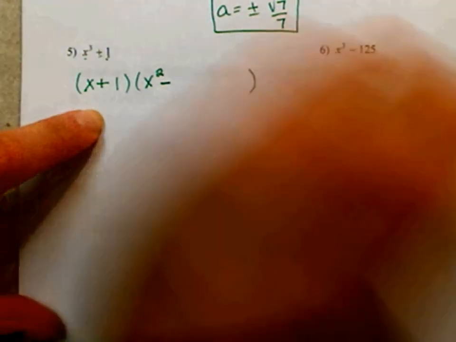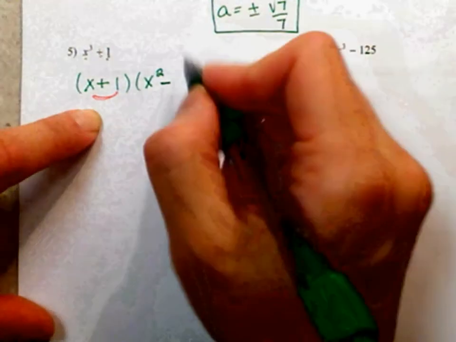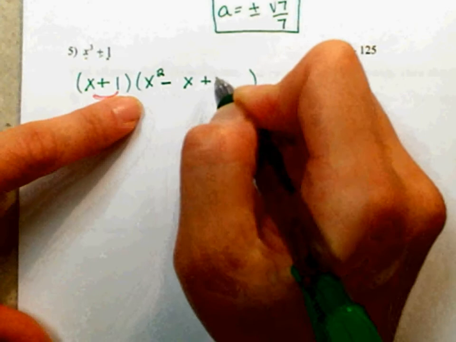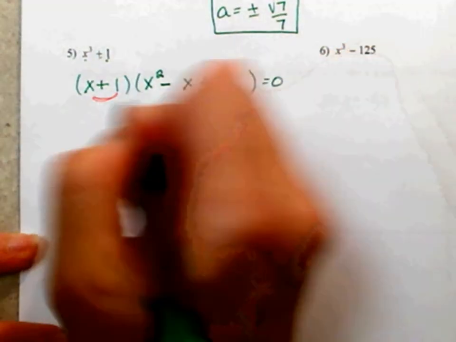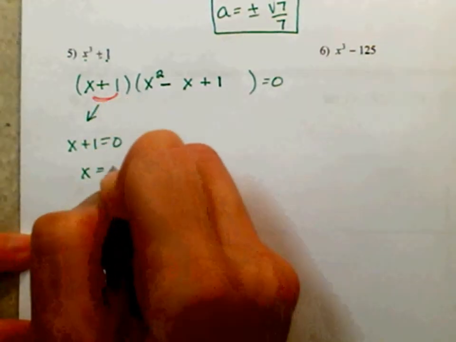Multiply 1 times x. 1 times x gives you x. Plus, this will always be a plus. Square your last term, it's a 1, okay? Solve. X plus 1 equals 0. X is equal to negative 1.